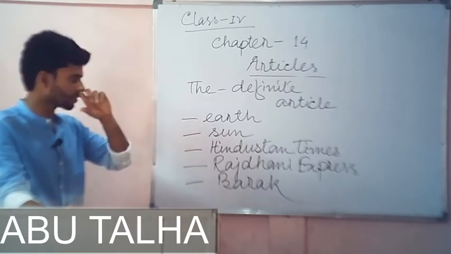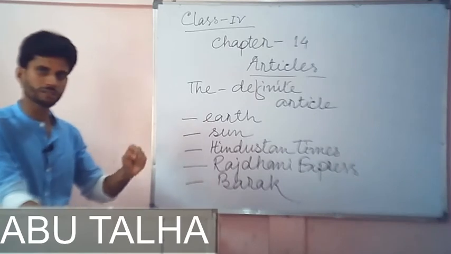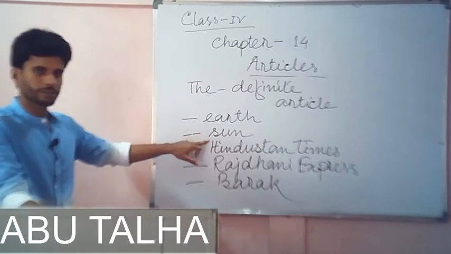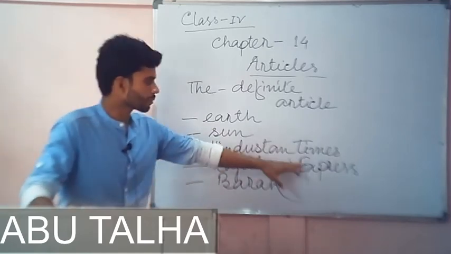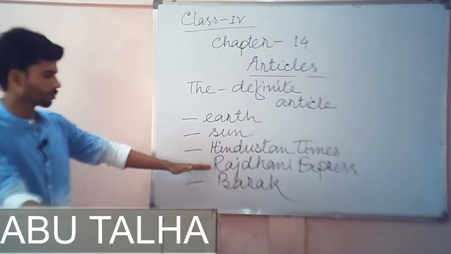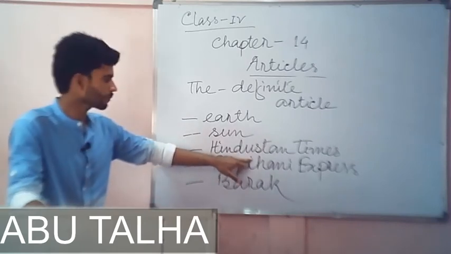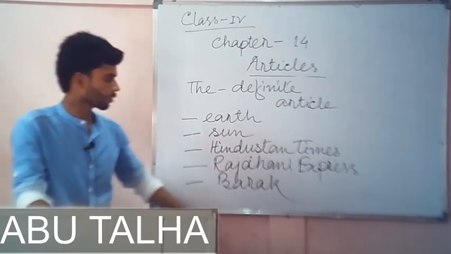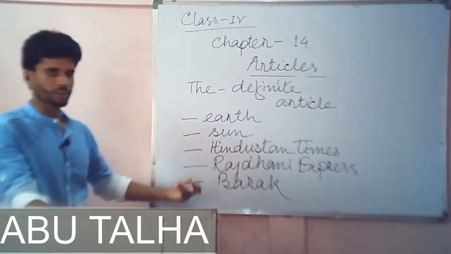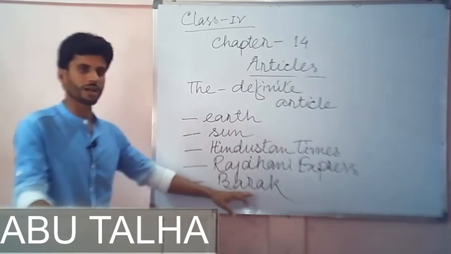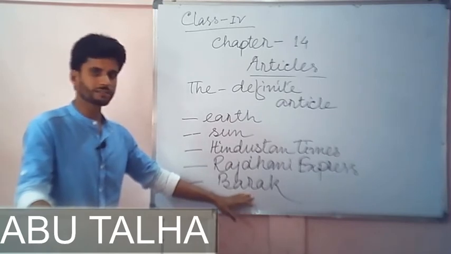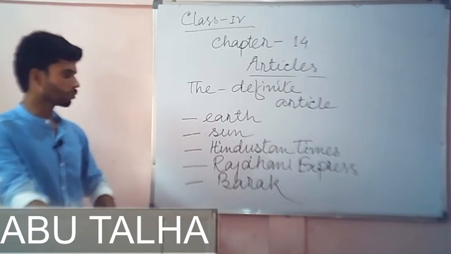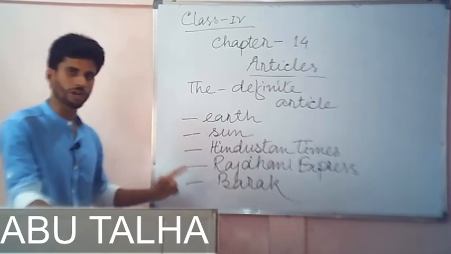It refers to a particular thing or something which is one of its kind, like earth, the earth; sun, the sun. Hindustan Times is the name of a newspaper. There is only one newspaper with this name, Hindustan Times. It is one of its kind. Rajdhani Express, only one Rajdhani Express. So it is one of its kind. Similarly, the last one, Barak, name of a river. So Barak is the name of a particular river, a specific river. You cannot say that there are too many Barak rivers in the world. Only one Barak river is there.